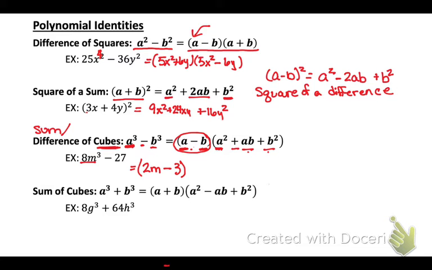The cube root of 27 is 3, correct? Squares and cubes from last year? 27 is 3 times 9, which is 3 times 3 times 3. So the cube root of 27 is 3.